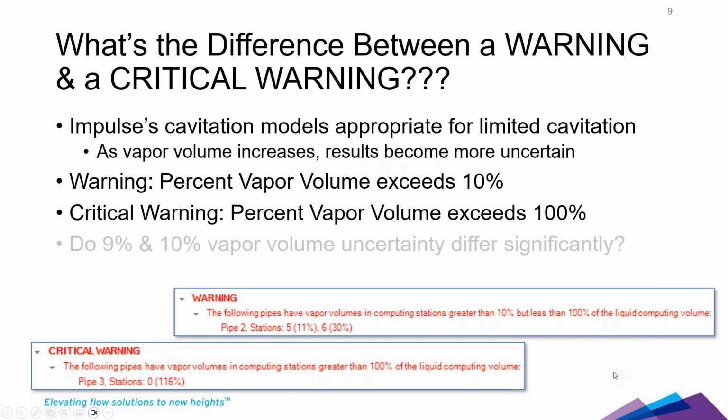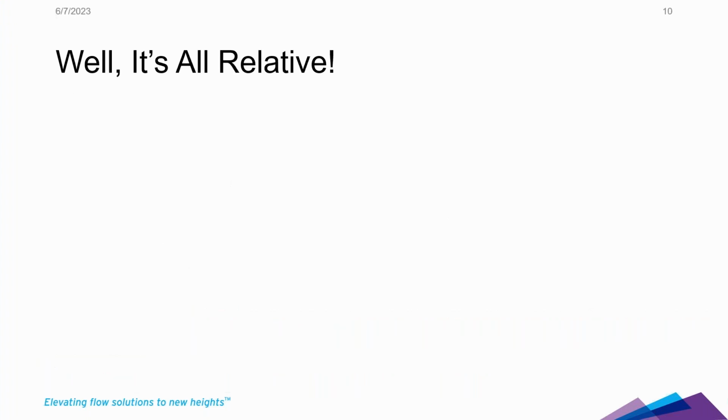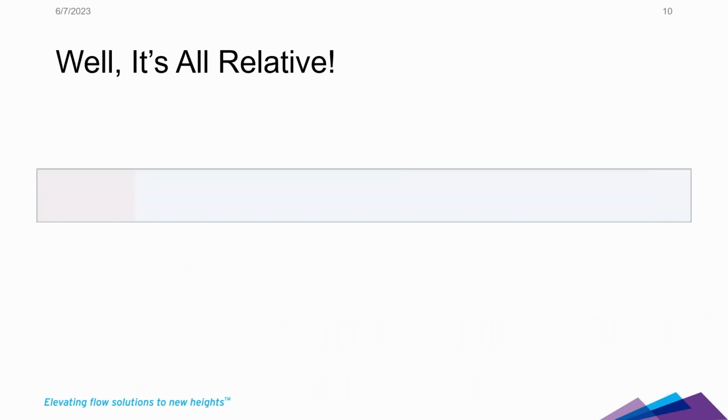Now, let me ask you a question here. Does a 9 and 10% vapor volume differ significantly in terms of the uncertainty in results? How about 15% versus 95%? This is something to think about when you're evaluating these warning messages with your cavitating behavior. Are you going to see differences in uncertainty from 9 to 10% versus 15 to 95%? Well, it's all relative. So let's take a look at a very simple example here.